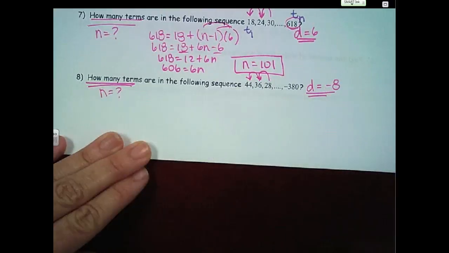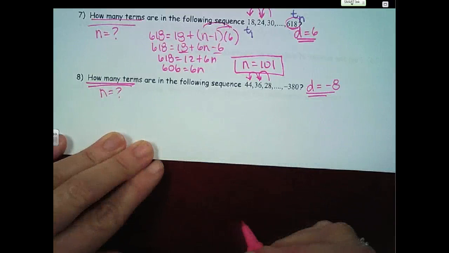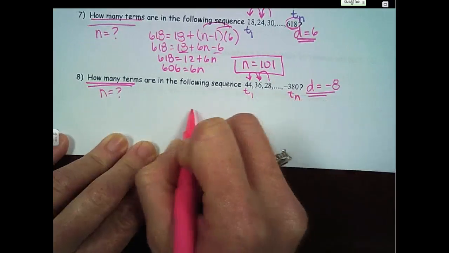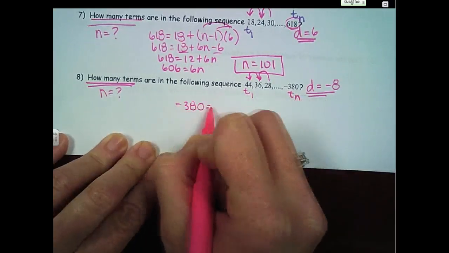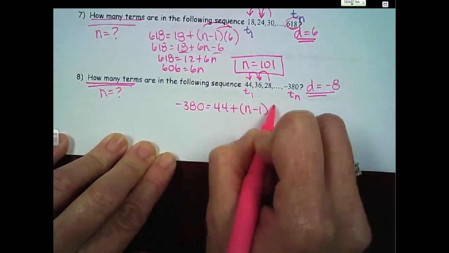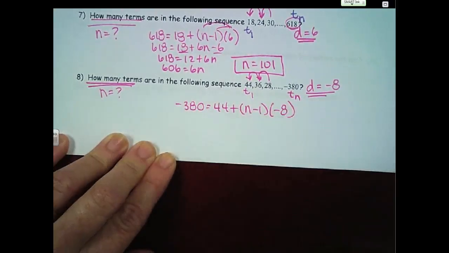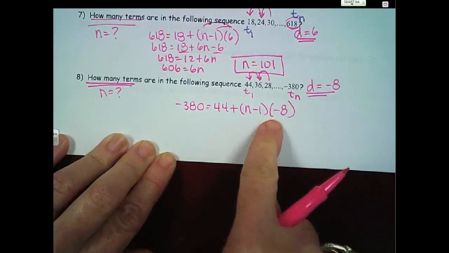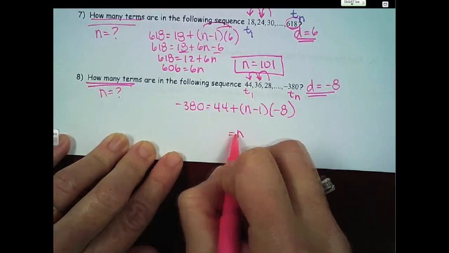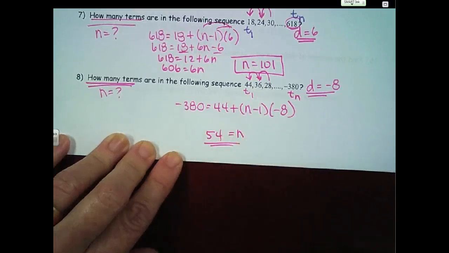So you're going to use the arithmetic formula. Remember, this is T sub 1 and this is T sub n. So negative 380 equals 44 plus n minus 1 times your common difference. Okay, and I'm going to stop there because this is just like number 7. You would finish it, and your answer should be 54 once you finish the math.